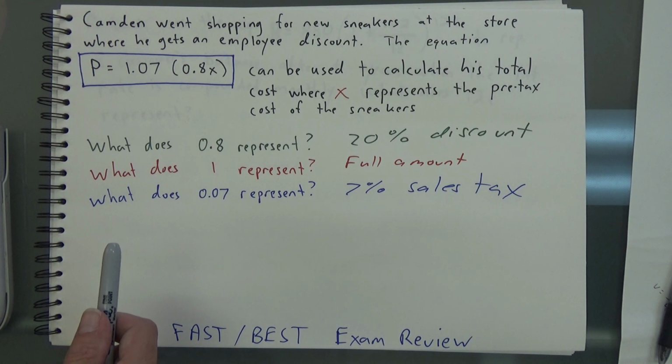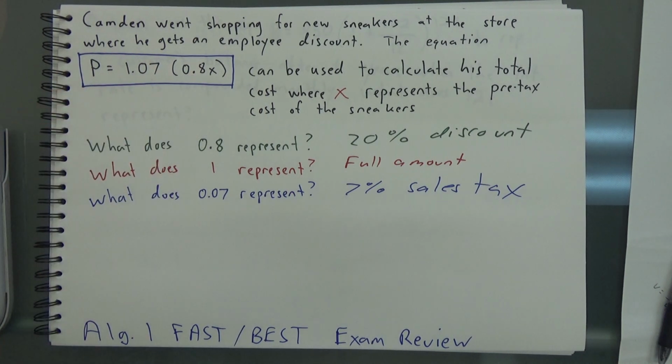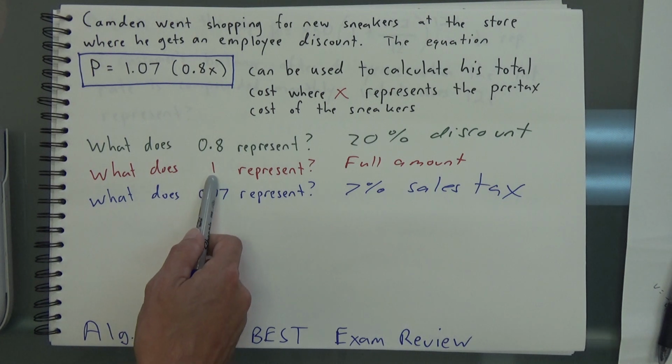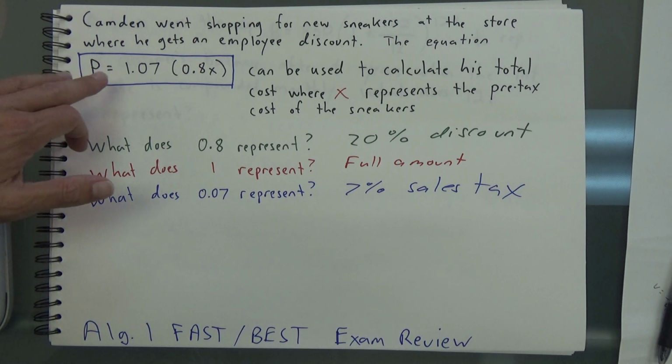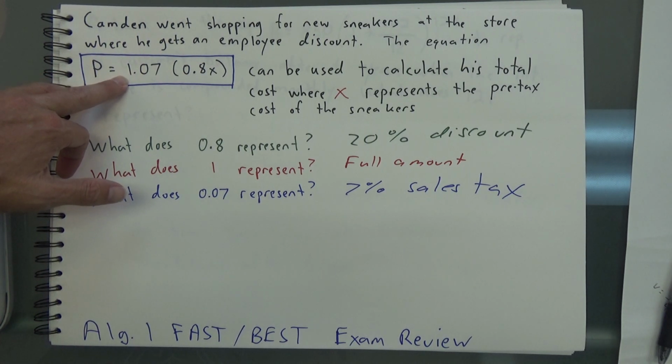0.8 is the discount. So it represents a 20% discount because you're retaining 0.8 of x, which is the pre-tax cost from the question. 1 is, I've written, full amount. By itself, it doesn't change the value.